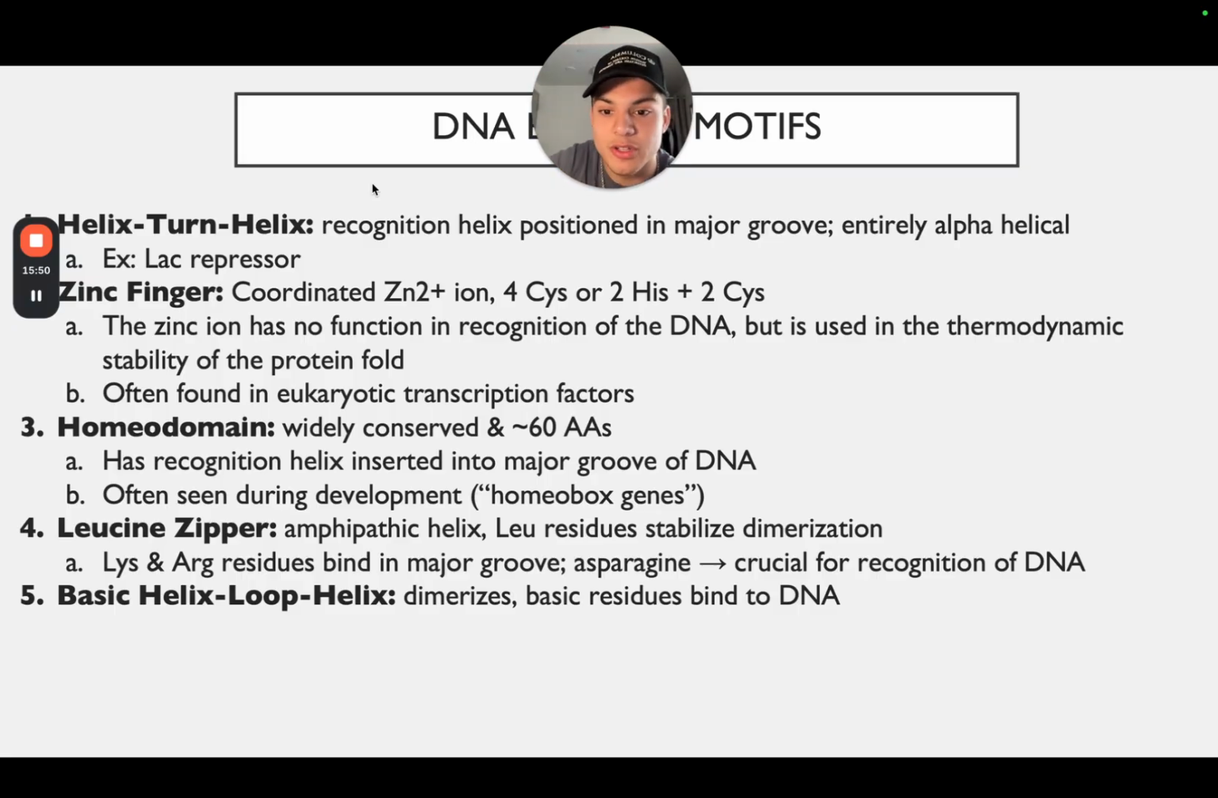The third one is the homeodomain, and it's widely conserved, and it has a recognition helix inserted into the major groove of DNA. What that means is it'll bind into the major groove of the DNA, and it's often seen during development, where you're going to need it for a certain temporal aspect of it. That's why it's widely conserved, because development is ubiquitous across all species. We have to develop into the organism and fully mature.